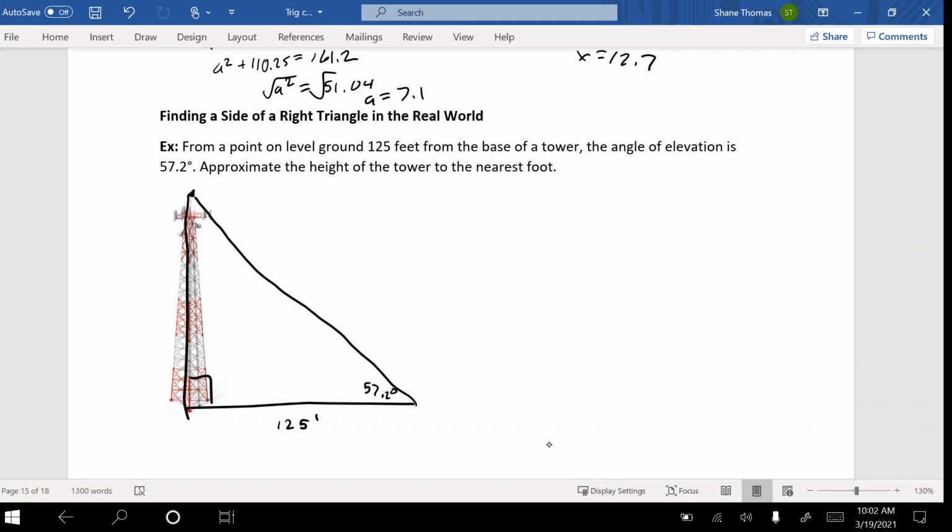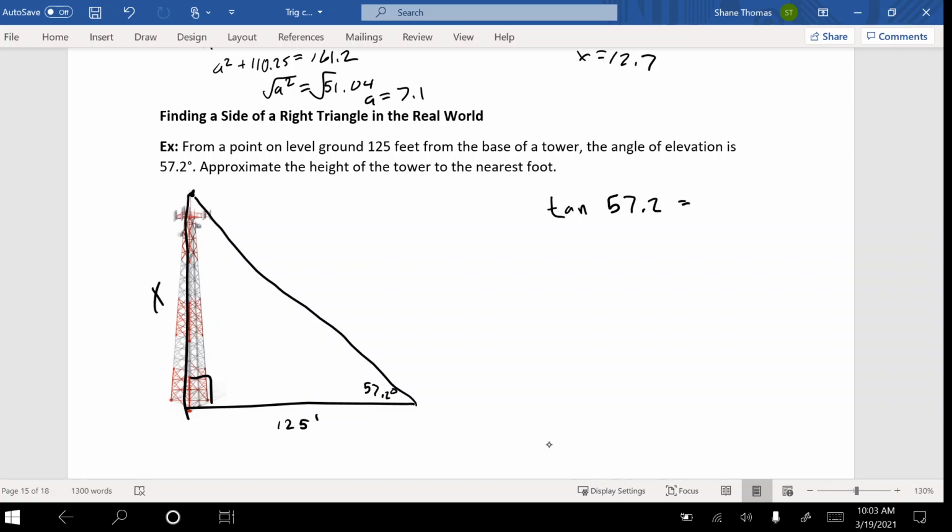Now I'm looking for the height of the tower to the nearest foot, correct? So I'm looking for this side over here. Looking at this triangle, I have one angle and one side, and I'm looking for the opposite side. Based off of this being my reference angle, what two sides am I associating this with? Opposite and adjacent. Which trig function is that? Tangent. There we go. So I'm going to have the tangent of my angle, which is 57.2.